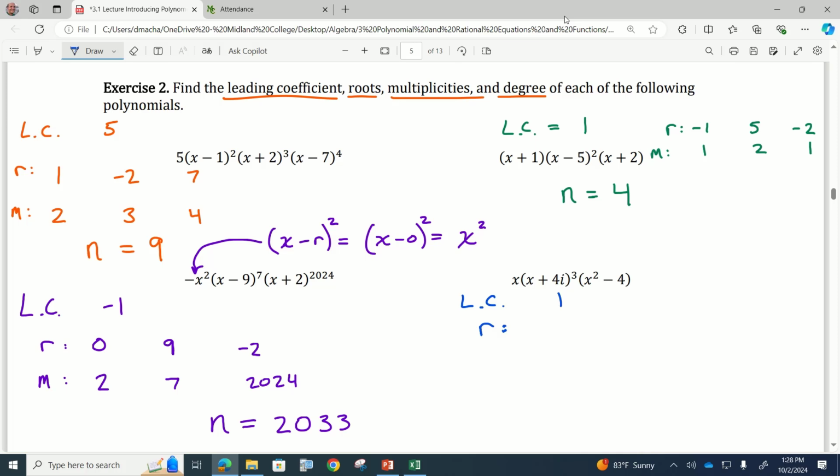Going from left to right, the first one is 0. And then you're right, the next one is -4i. It's okay if the root is imaginary. And then the last part is kind of a trick question, because the last part isn't fully factored yet.